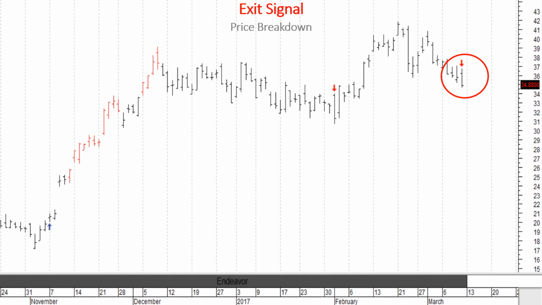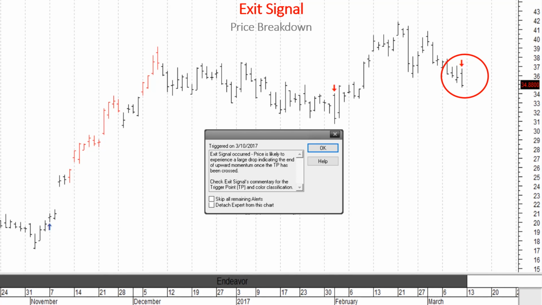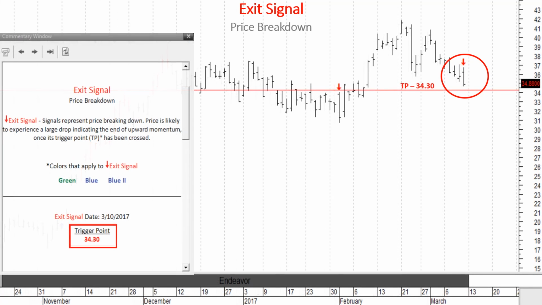An exit signal will appear on your chart, along with an alert box, which quickly defines the signal and reminds you to check the commentary for the trigger point. We'll bring up our commentary. Inside the commentary, we're given the exact definition of an exit signal, as well as the guidelines required to confirm that signal. Exit signals require price to cross the trigger point to be confirmed, and the trigger point in this example is 34.30, as shown by the red line on the chart.